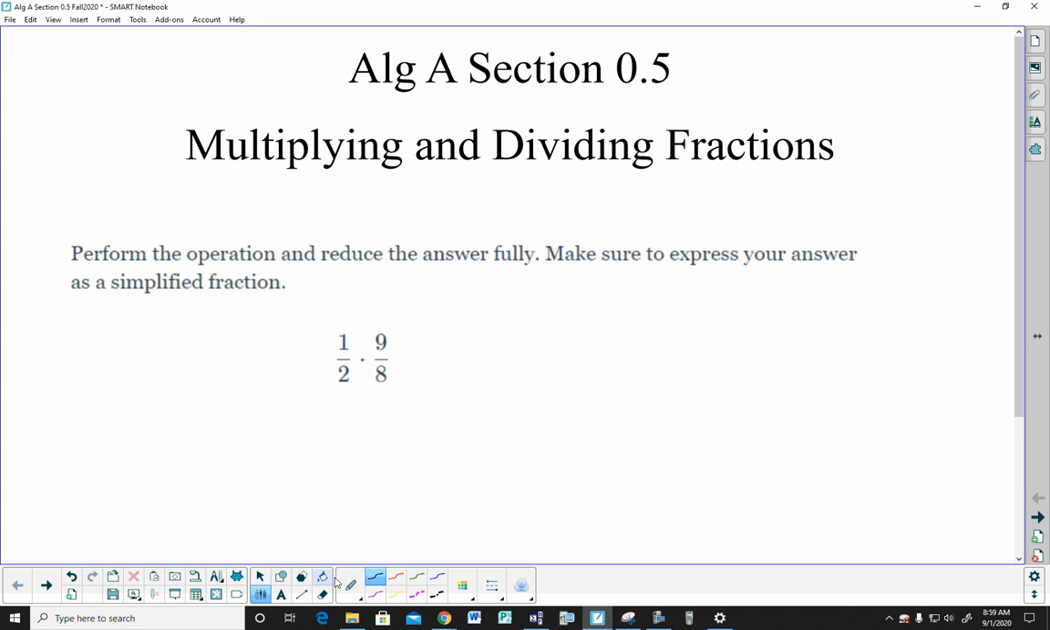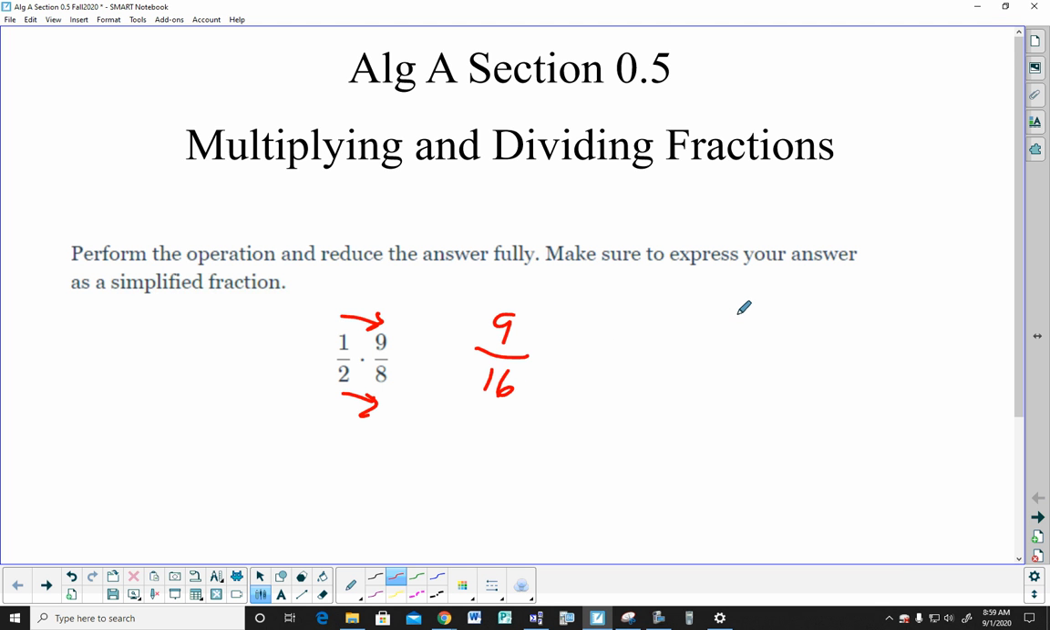Multiplying and dividing fractions in this one. So here goes. The basic idea when you multiply fractions is you just go straight across. So it's just straight across. So 1 times 9 is 9, and 2 times 8 is 16, and you're finished. It's not reducible. It can't be reduced.